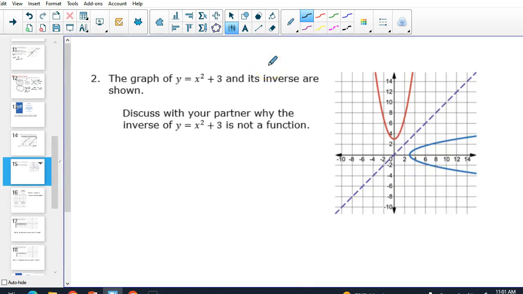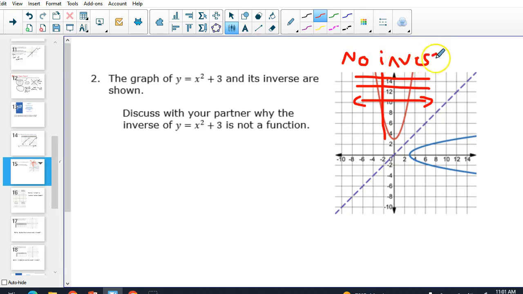So, let's talk about why the horizontal line test even matters, to be honest. Our original function here is the red. It passes the vertical line test, so it's a function. But it fails the horizontal line test, so it has no inverse. It is not one-to-one, so it doesn't have an inverse function. The reason it doesn't have an inverse function is because the inverse, remember that's when we flip it across y equals x, is not a function.